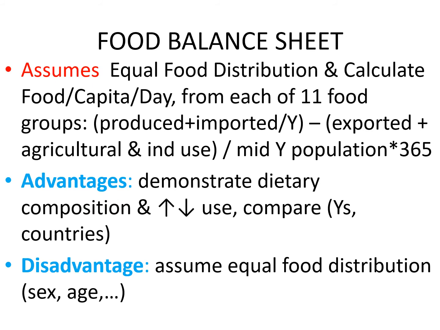The food balance sheet assumes equal food distribution and calculates food per capita per day from each of 11 food groups. It equals produced plus imported per year, minus exported plus agricultural and industrial use, divided by the mid-year population, multiplied by 365 days of the year.